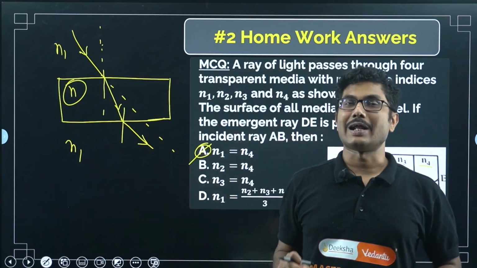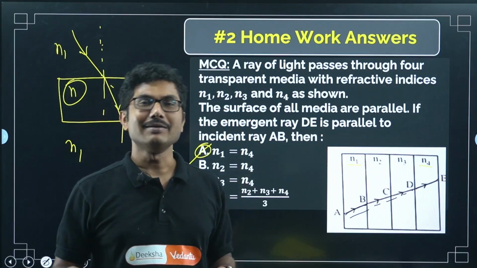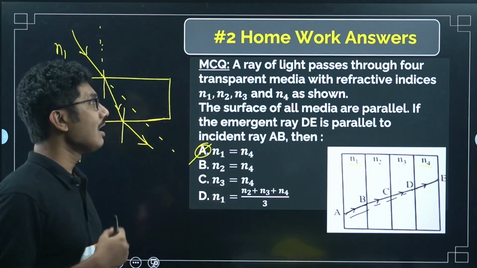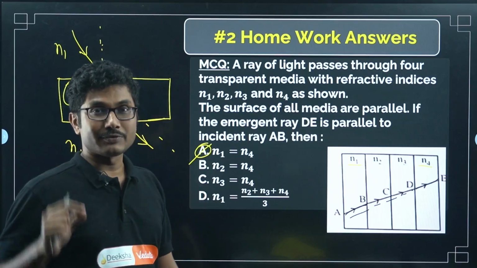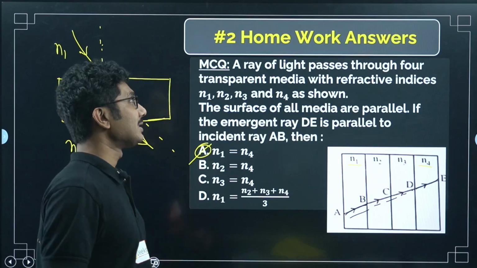Starting and ending refractive index should be equal. If two rays are parallel, that means they have the same refractive index. This is the easiest way to remember. Very interesting, but short question. You don't need to do a lot of mathematics for this question, but if you have understood the concept, then only you will be able to answer this question.